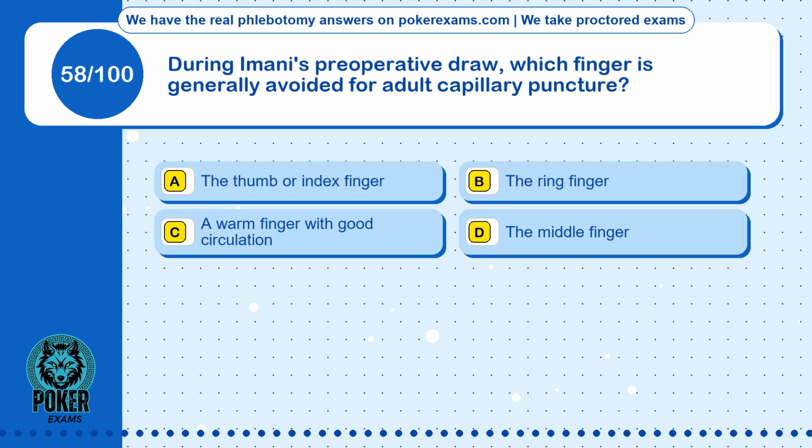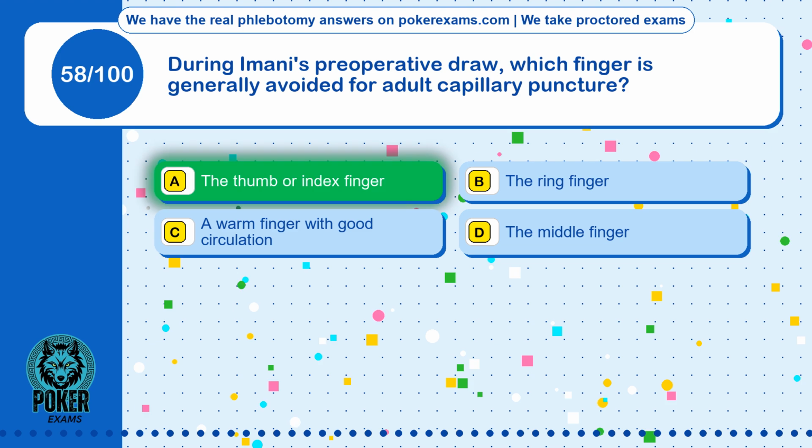Question 58. During Imani's preoperative draw, which finger is generally avoided for adult capillary puncture? Option A. The thumb or index finger. Option B. The ring finger. Option C. A warm finger with good circulation. Option D. The middle finger.